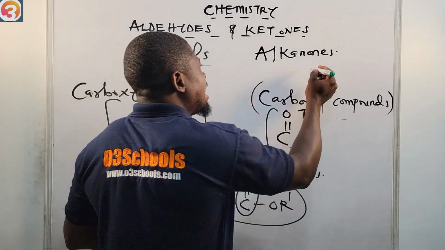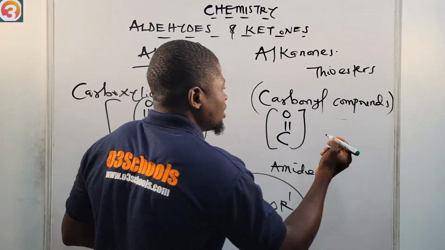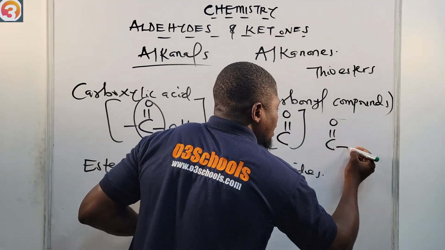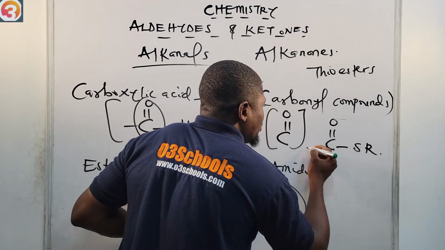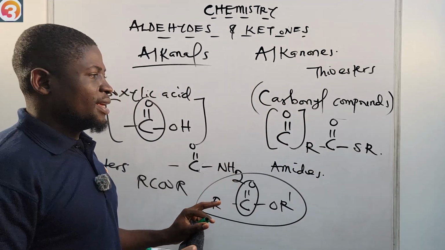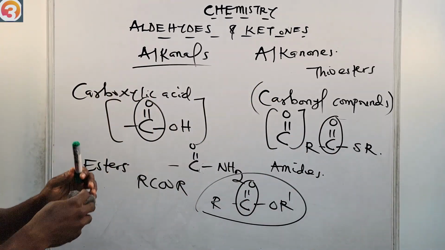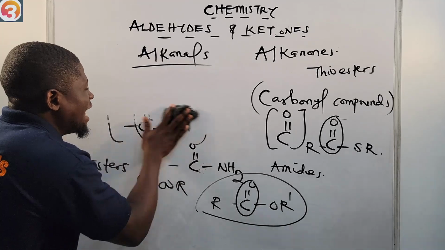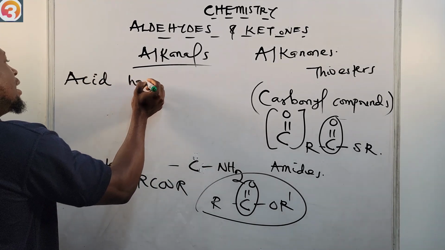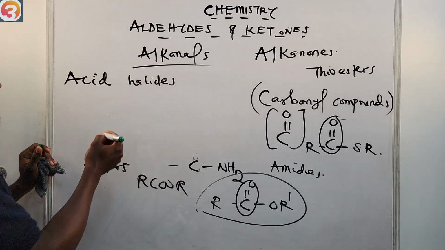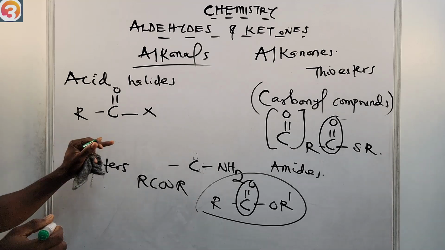They also involve the thioesters. The general formula is written like this. You have C double bonded to O, then you have SR. These are thioesters. They have the carbonyl functional group in that formula. They also involve the acid halides. The acid halides are also carbonyls. The general formula is C double bonded to O, then X here, then R. These are carbonyls.